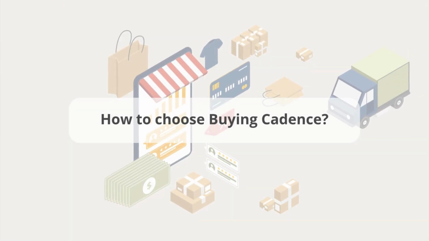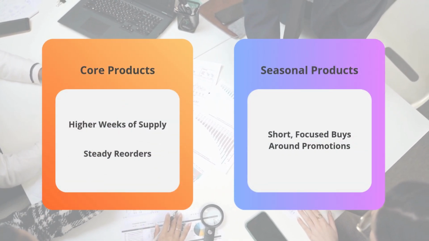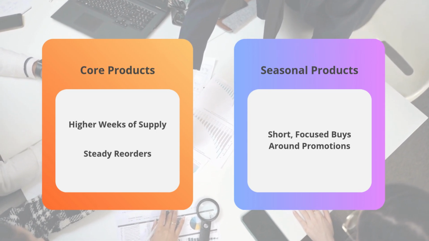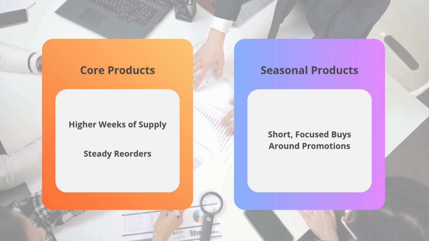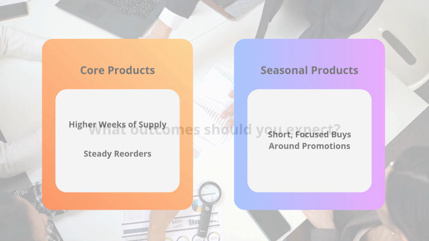How to choose the buying cadence? Decide on buying cadence by lead time and SKU type. Core products typically maintain higher weeks of supply and steady reorders. Seasonal items use short, focused buys around promotions. The sheet supports both approaches.